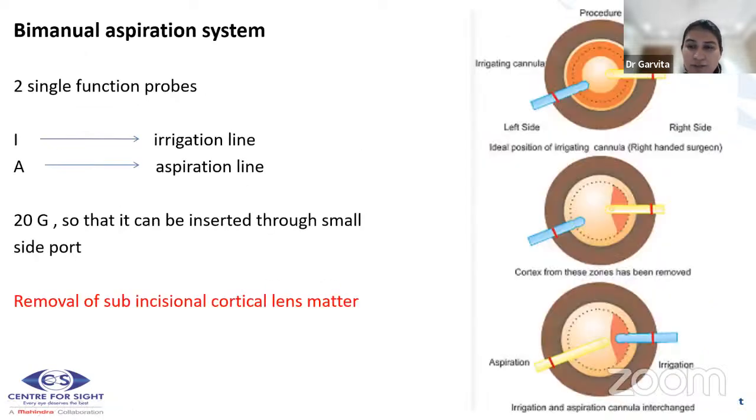This is the bimanual system in the picture. This is the irrigating cannula. This is the aspiration cannula. It is the opposite. This is the safe zone, cortex can be removed. And when you reverse your hand positions to get the cortex, it is very efficient in removing the subincisional cortex. Both the probes are attached to different lines. One is the irrigation line, one is the aspiration line. The general size is 20 gauge, which can be inserted through a small side port.